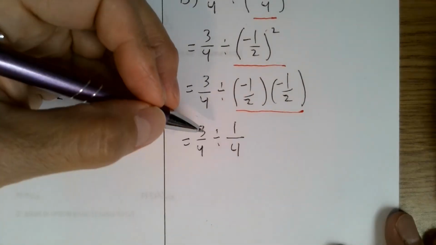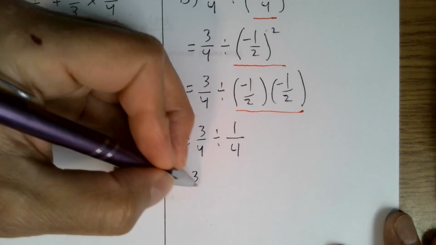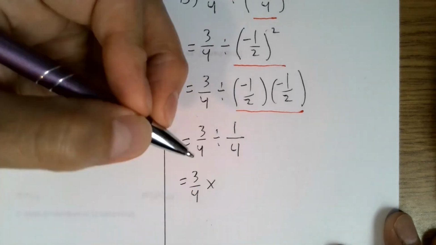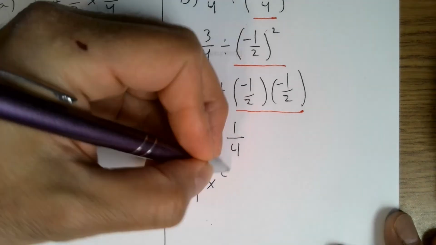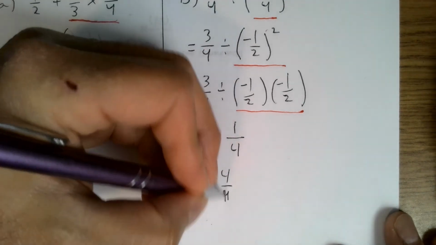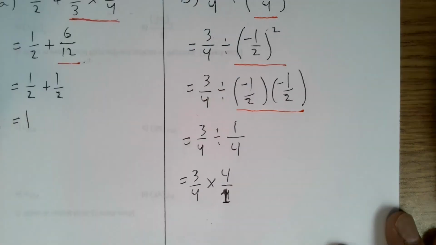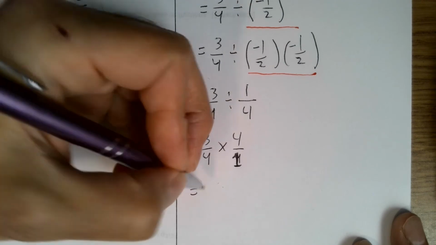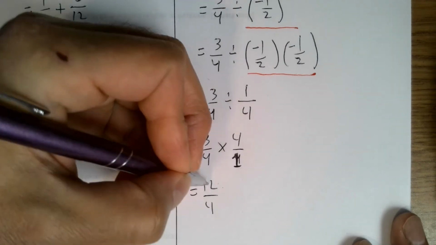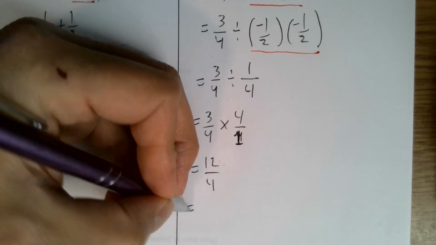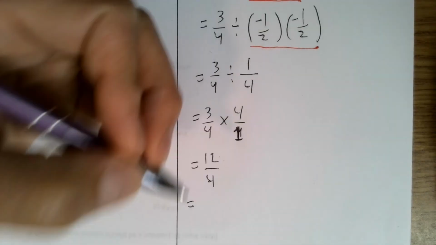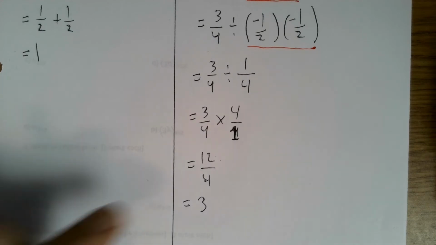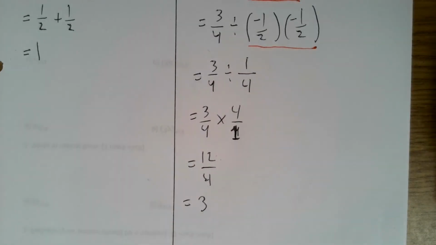Okay, and we've got one more thing to do. 3/4 divided by 1/4. Well, we get the same answer if we go 3/4 times 4/1. Oops, not 4/1. That's a 1. Sorry about that. Okay, so 3 times 4 is 12 over 4. And we can simplify that to 3. 12 divided by 4 is 3. Or you can think about dividing top and bottom there by 4 will get you 3/1, which is 3.